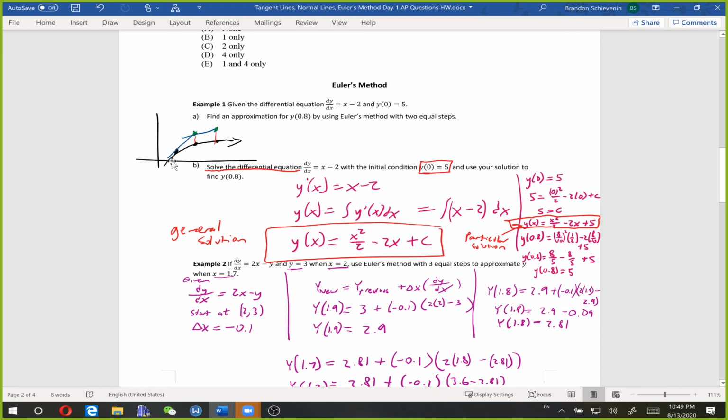If I was actually going to graph the real problem here in black, you can see that we do have some red error here. So Euler's method is not exact. However, the closer together your change in x is, the more exact it will be. And with computers, this becomes more and more relevant to problems that we can't integrate directly. Okay, that's everything for Euler's method. Any other questions on the homework?